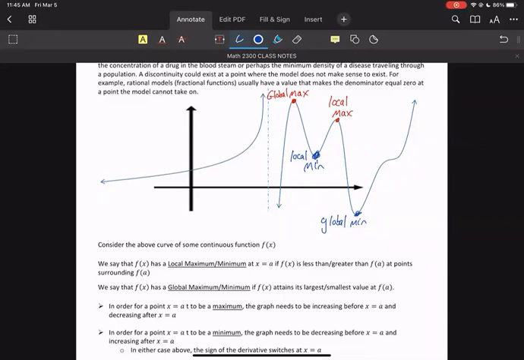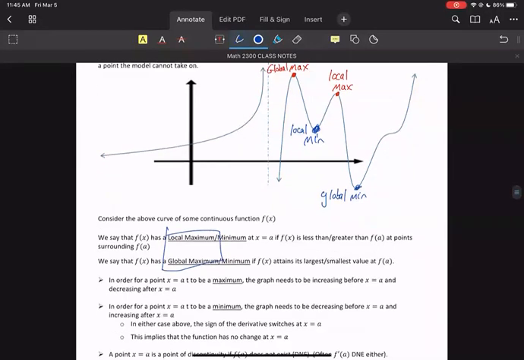We feel okay about the difference between kind of local and global max and mins? Yes.